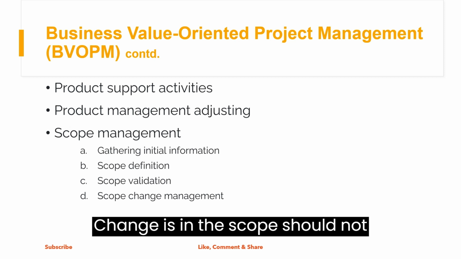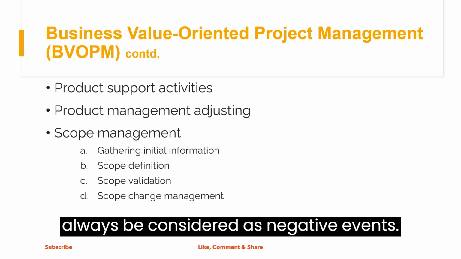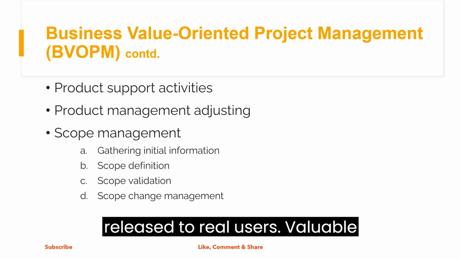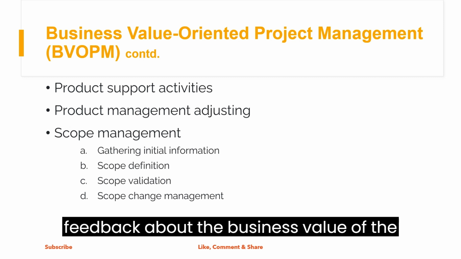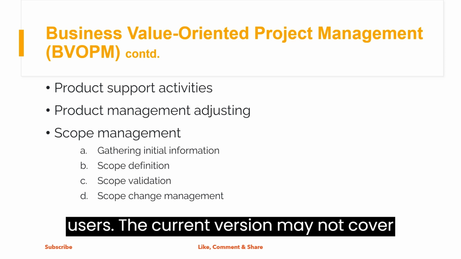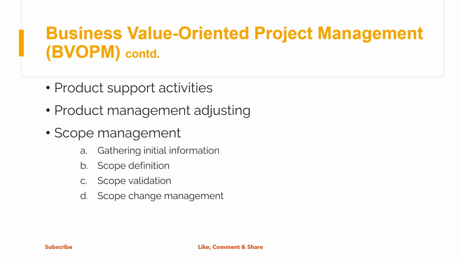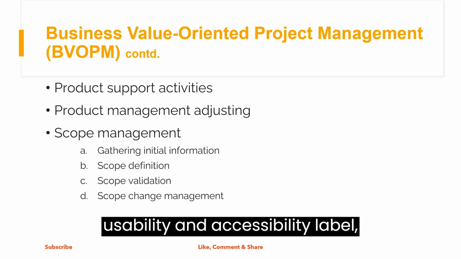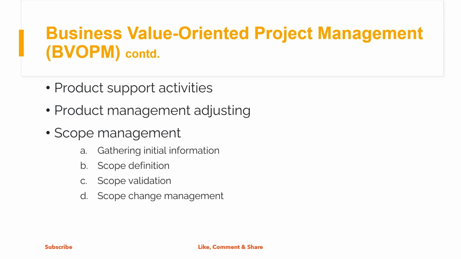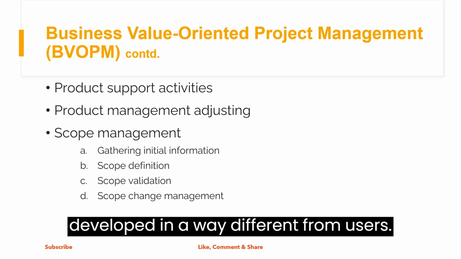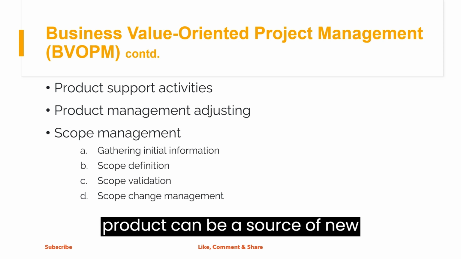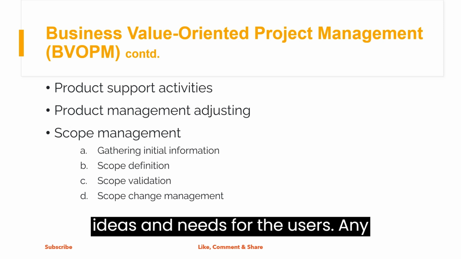Changes in the scope should not always be considered as negative events. When an early version of a product is released to real users, valuable feedback about the business value of the released version may be provided by the users. The current version may not cover usability and accessibility level, or it might have gaps in important functionalities which could have been developed in a way different from users' expectations. The current version of the product can be a source of new ideas and needs for the users.